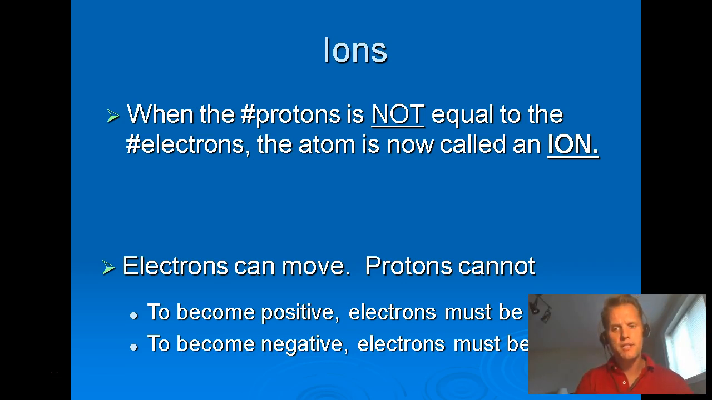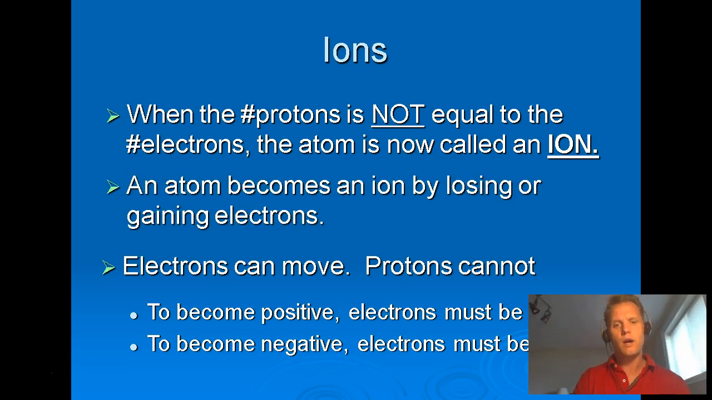So why would you have a different amount of protons than electrons? Well, the answer is because it wants to become stable. Now, protons are in the middle of an atom, and electrons are on the outside, so you'll never lose a proton. Electrons can move, protons cannot. Electrons can be lost or gained. If I lose an electron, I have more protons, and protons are positive, so I'm positive. If I gain an electron, I'm going to be negative because electrons are negative.